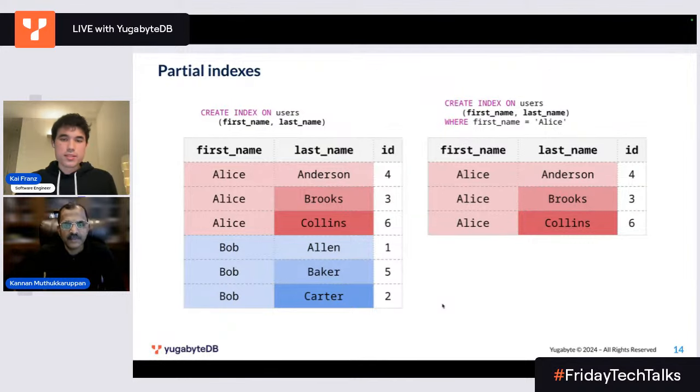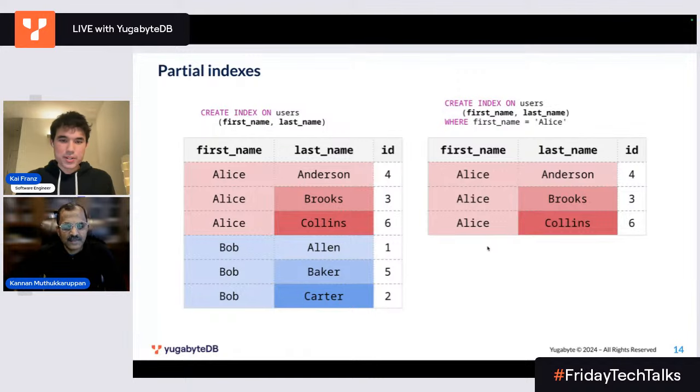And then we have a partial index on first name, last name, with the predicate first name is equal to Alice. So the difference between these two indexes, they're both sorted in order of first name and last name, but this index only has a subset of the rows of this one. So you can see, for example, all the rows with Bob as the first name are gone in this index.